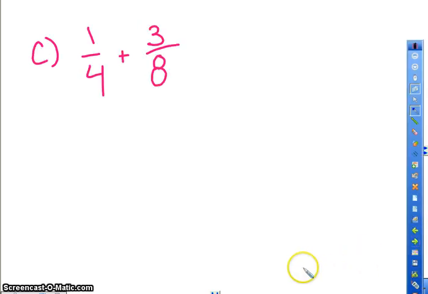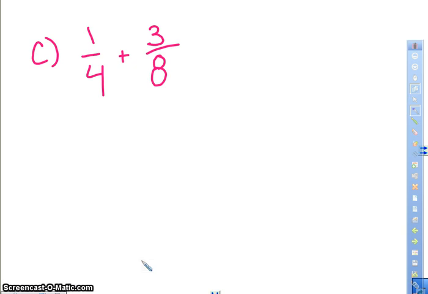Okay. 1/4 plus 3/8. So once again, I need to find a common multiple. Make sure you're not finding a factor. I can't change 8 into 4. We're never dividing. We can only multiply to make these numbers bigger. We're not going to make them smaller. Okay? When we rename our problems, we need to multiply to make them bigger.